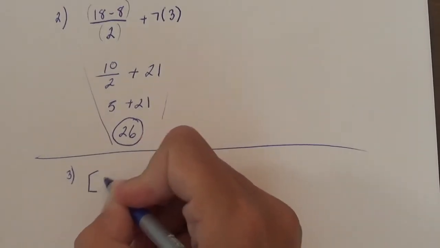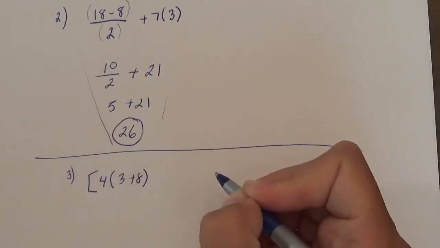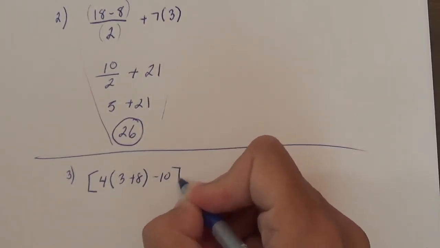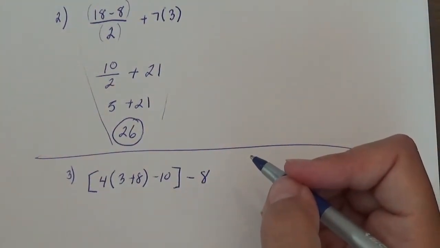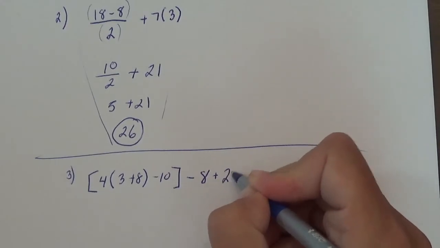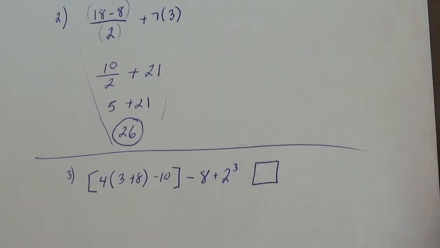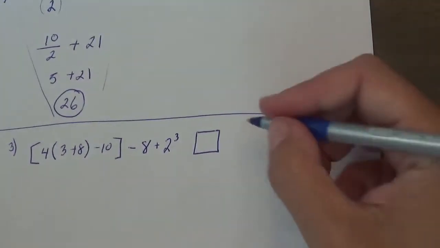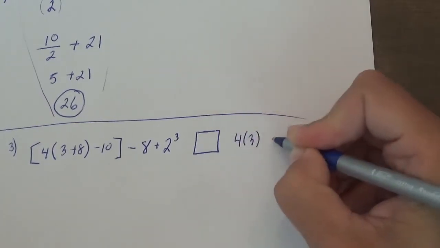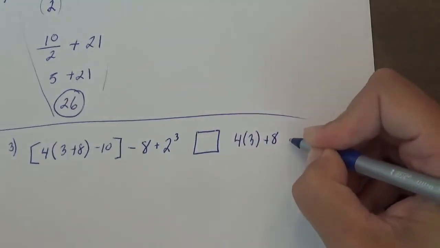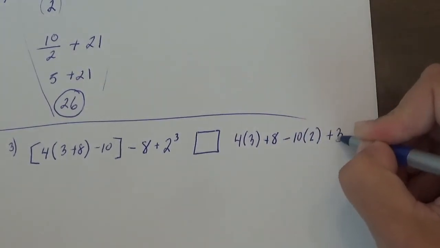So I'm gonna put brackets here. 4 times the quantity 3 plus 8, minus 10, and close that bracket, minus 8 plus 2 to the 3rd power. Ooh, we'll have to talk about that. Then they're going to put a big box, and then on the other side, there's going to be some more math. Love it. 4 times 3 plus 8 minus 10 times 2 plus 3 squared.